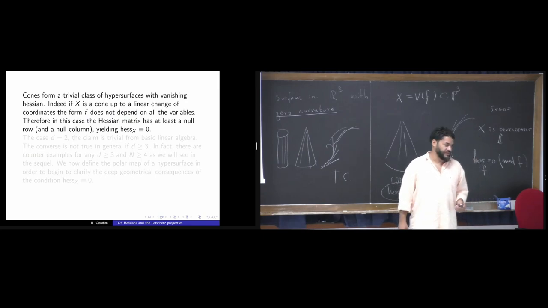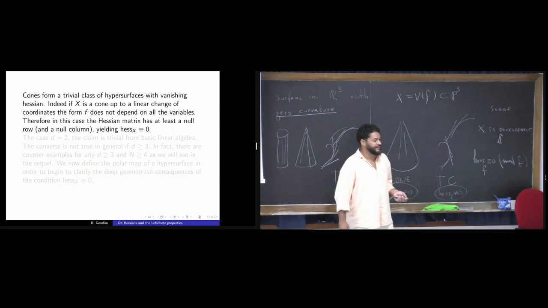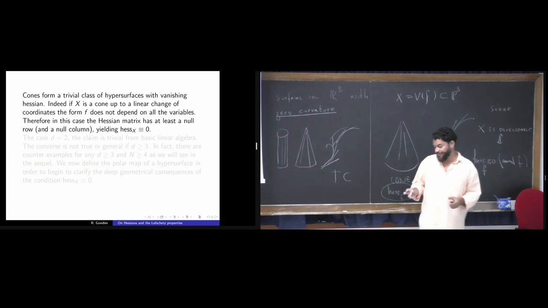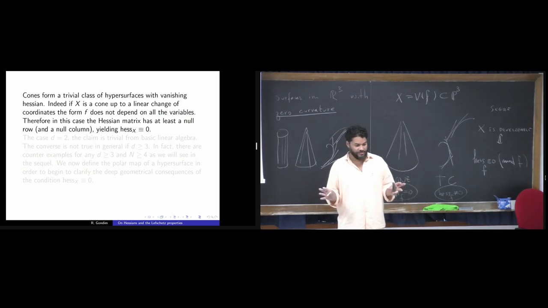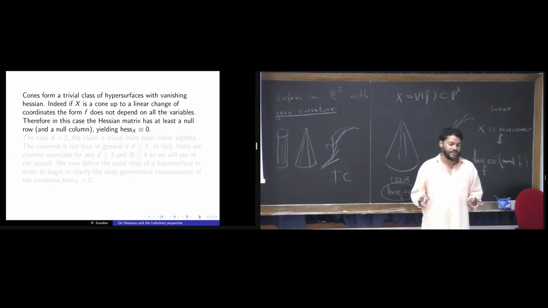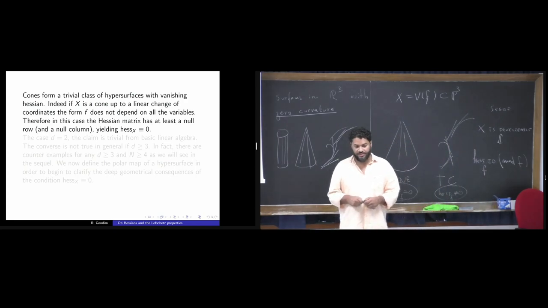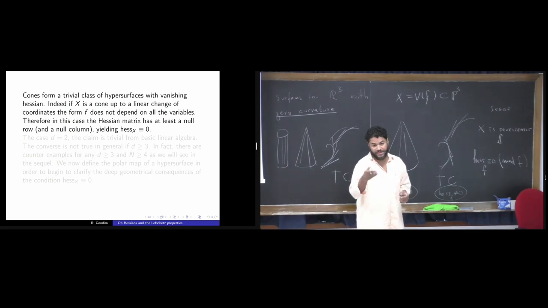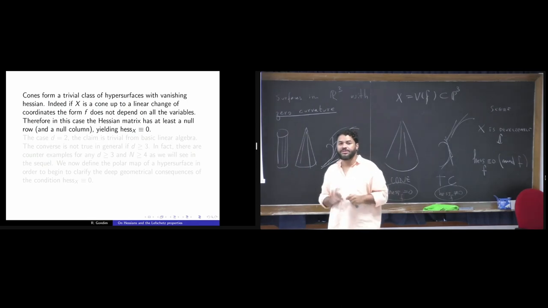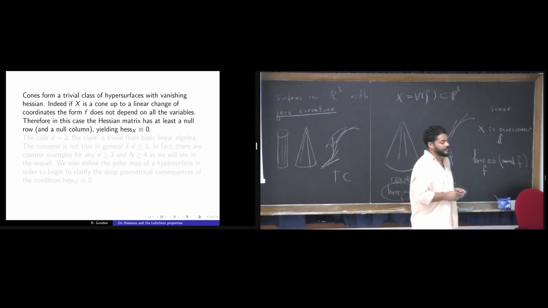Of course, cones form a trivial class of hypersurfaces with vanishing Hessian, because the Hessian matrix is covariant up to linear change of coordinates, and its determinant does not depend on it. And after a linear change of coordinates, I can choose f not depending on the variable x0. So if I take the derivative with respect to x0, it's zero. Therefore, there is a null row and column in the Hessian matrix, which obviously implies that the Hessian is vanishing.